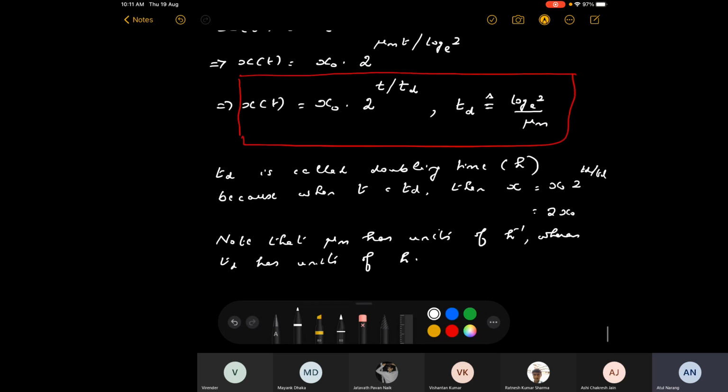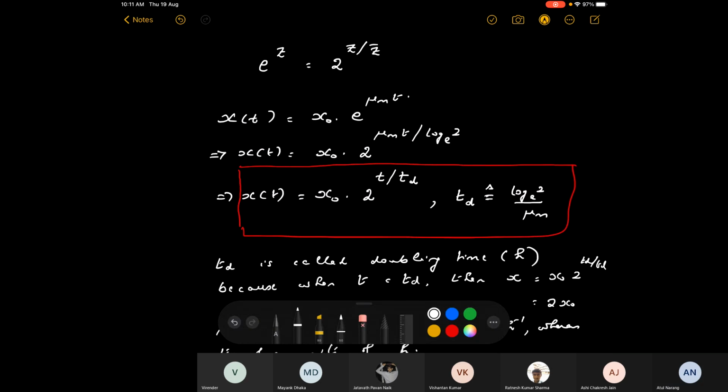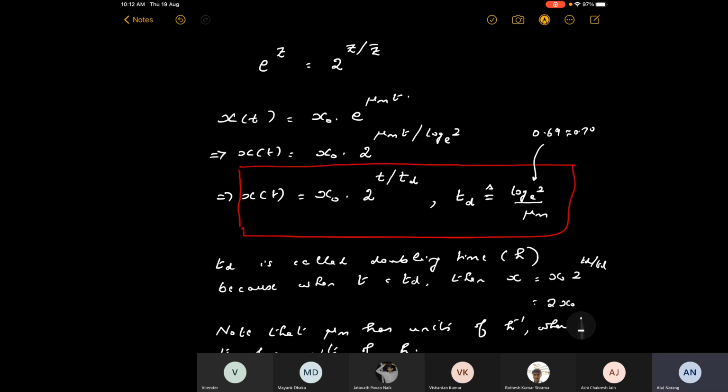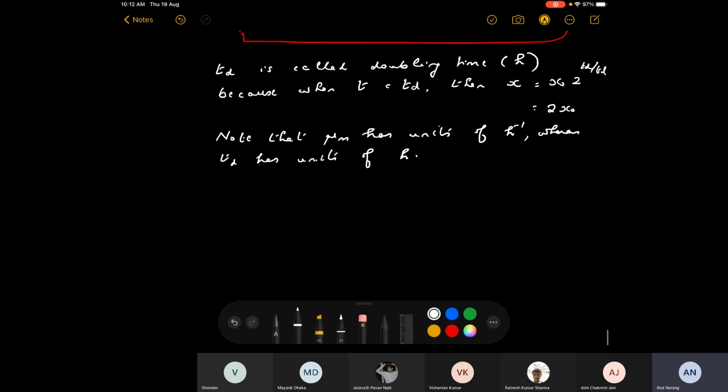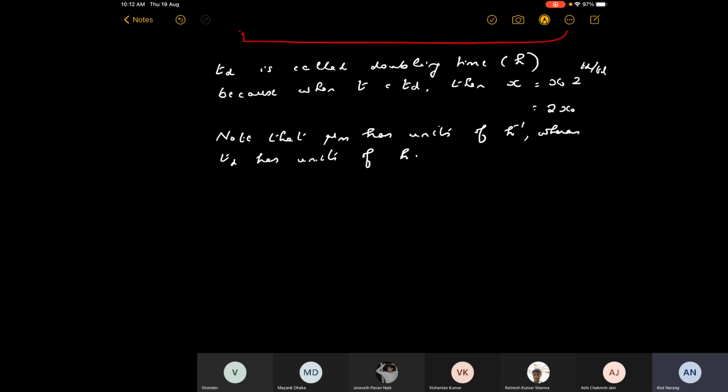turns out that this log 2 to the base e, this quantity here, is actually equal to 0.69, which is approximately equal to 0.70. So if mu m is equal to 0.70, you can see td is equal to 1 hour. I can visualize something in my head when I say the doubling time is 1 hour. But if I say mu m is equal to 0.2, I don't know what it means, to be really honest with you. So for me, this quantity, which the biologists work with, has a much more intuitive meaning than the quantity mu m.